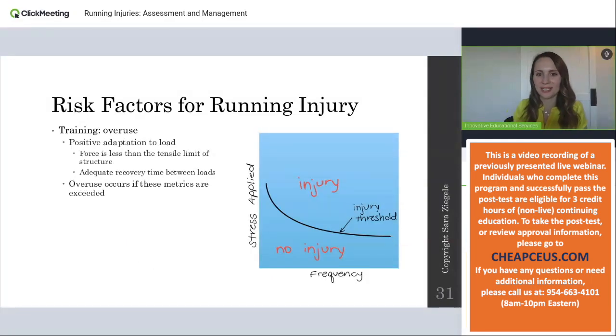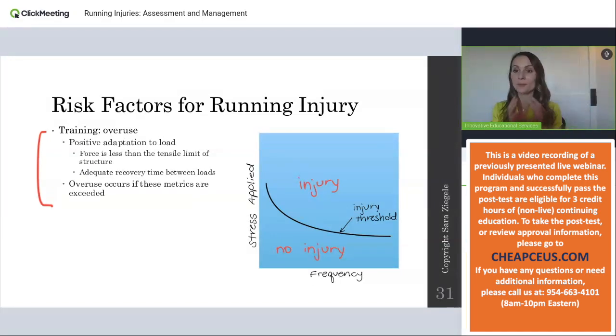Let's start with the training one. I think this training one is really what it comes down to overall, right? Because we're all built a certain way, we all move a certain way, and if we stay within the capacity of that system, we don't get injured. If we exceed the capacity of our system, then we have a problem. And really, how we're built and how we move is just going to essentially change how tolerant that curve is before we have an injury.